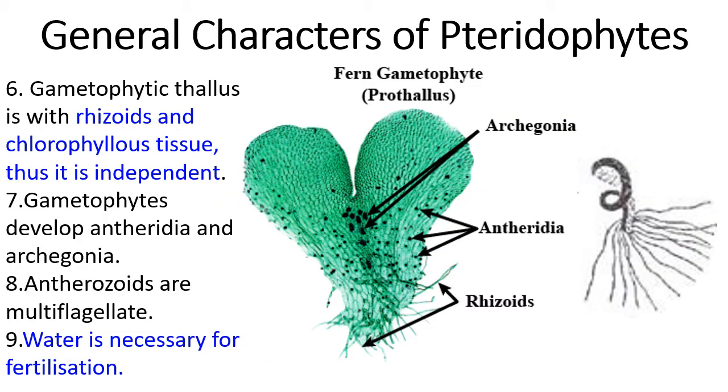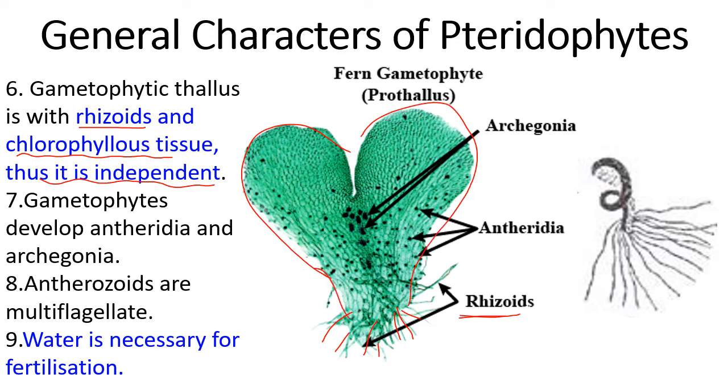Then the gametophytic thallus is with rhizoids, as you see in the previous slide. These small rhizoids can be seen. These gametophytes are chlorophyllous, and they are independent. As you can see, rhizoids are there, and this is green and chlorophyllous, so it is independent.